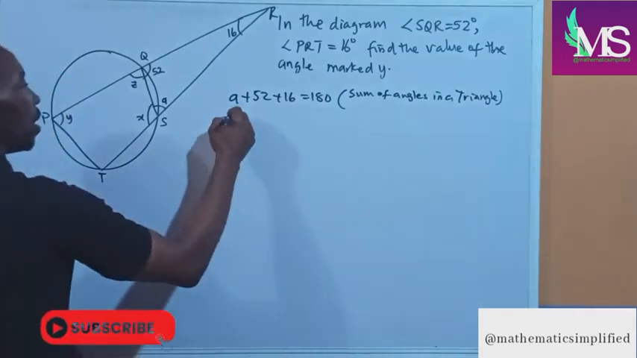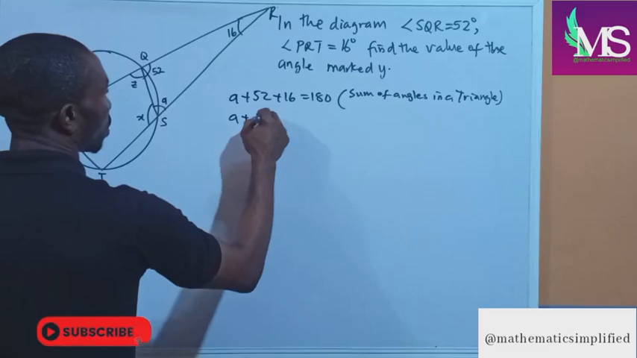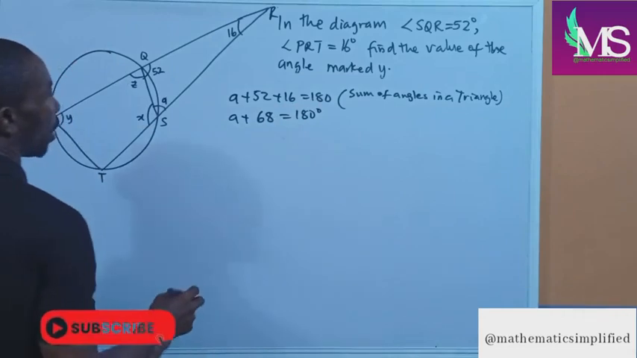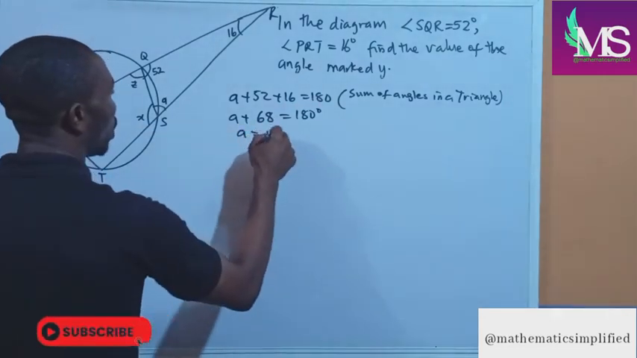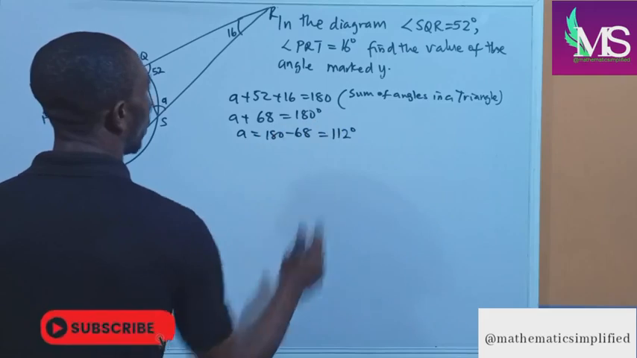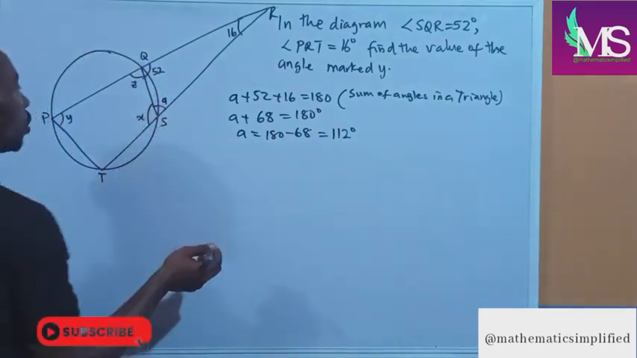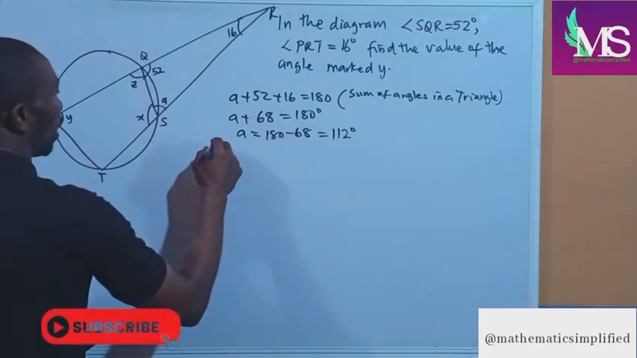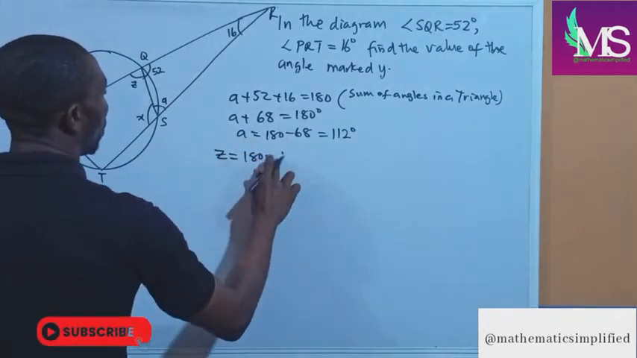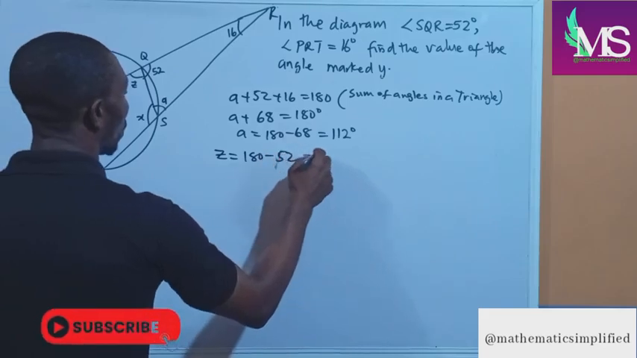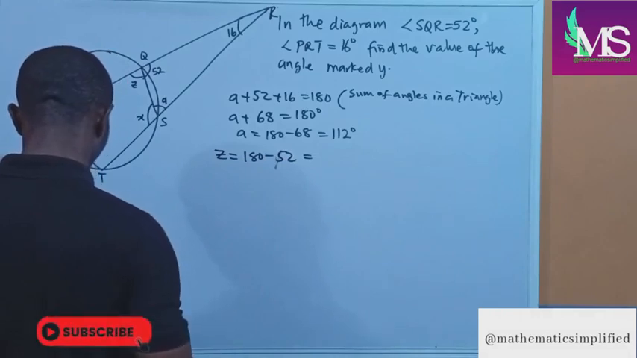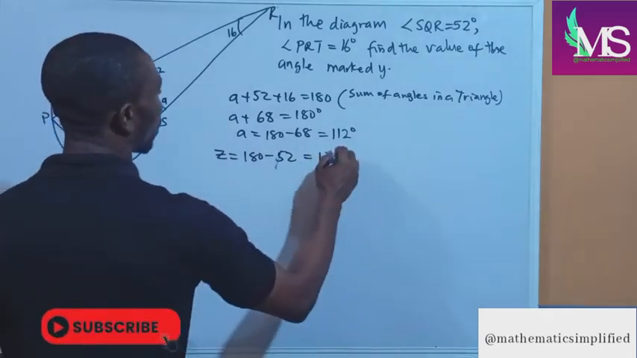Okay, now A plus this will give us 68 equals 180 degrees. So A equals 180 minus 68, which will give us 112 degrees. Now, knowing that our A is 112 degrees, we can find Z. Our Z will become 180 minus 52, which will give us 128.